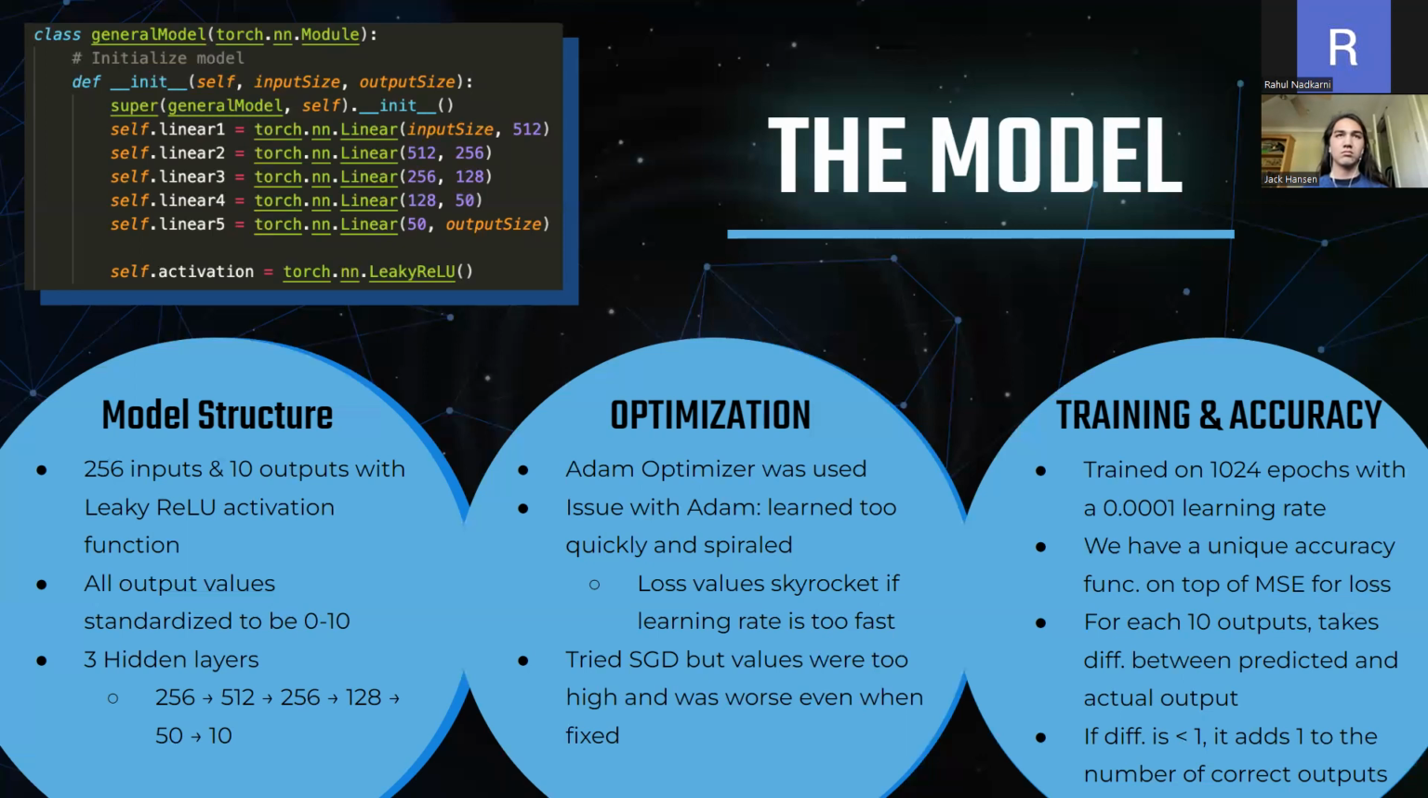We trained it with 1024 epochs, and we also had a unique accuracy function. This accuracy function was essentially because we wanted 10 outputs and we wanted them to be as close to the inputs as possible. So what we did, we compared each actual output to the predicted output, and we took the difference. And if that difference was within 1.0, then we said that that was an accurate prediction and moved on. And this let us basically check if the 10 outputs were close enough. And we also used mean squared error for our loss function.